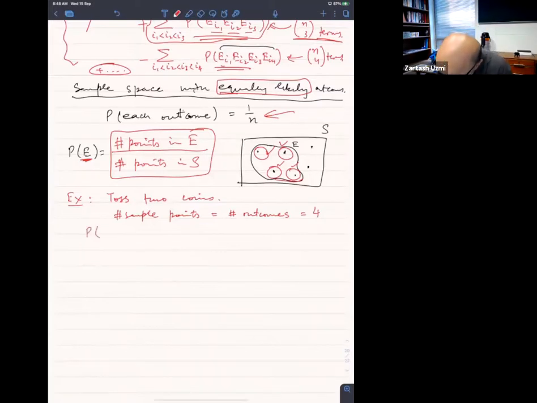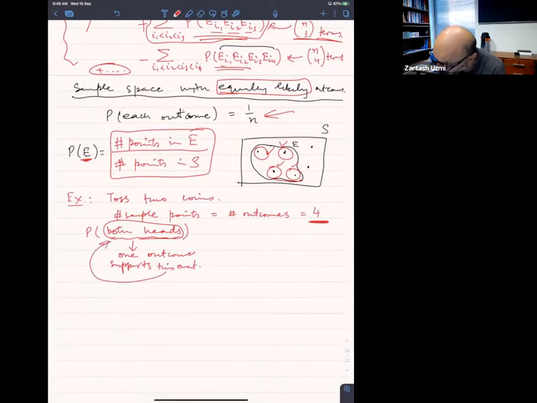So the probability of both heads: how many outcomes support this event of both heads? One outcome out of these 4 supports this event. Only one outcome supports this event. So this is equal to 1 over 4.